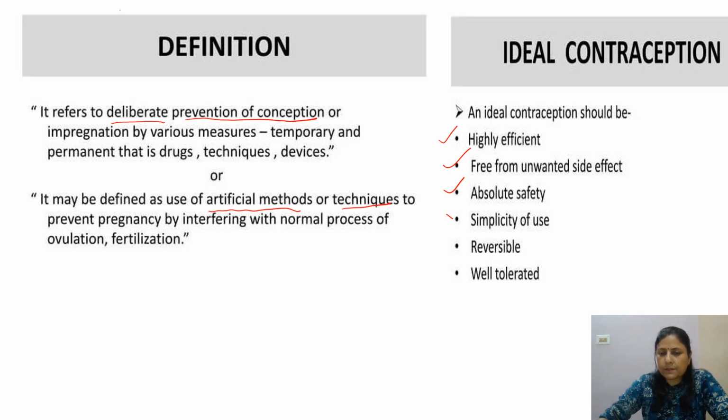There must be simplicity while using that contraception, and it must be a reversible means: when we withdraw or stop using this contraception, the fertility regains automatically and easily, and it should be well tolerated by every woman. So these are the features of ideal contraception.